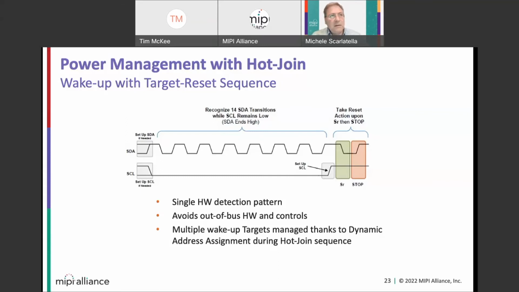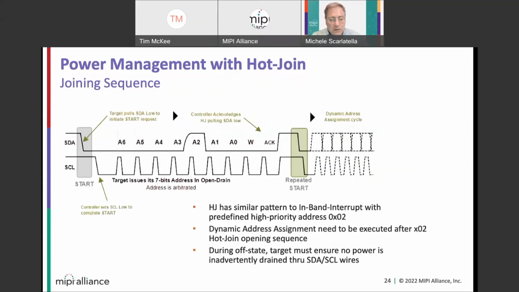After it wakes up, it will issue the adjoin sequence. The adjoin is really a special case of inbound interrupts. The way the inbound interrupt and the adjoin work is that the SDA line is now pulled low by the target. This is one of the very few cases where it's not the controller pulling the SDA line low. The controller will say, okay, go ahead, putting in the SCL line. This is not a full acknowledge, it's just saying go ahead.